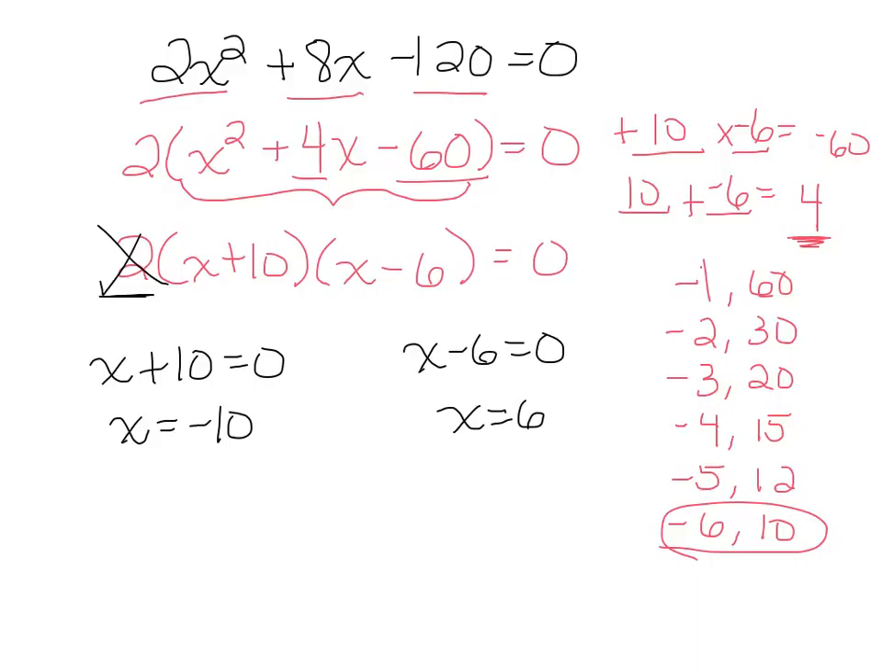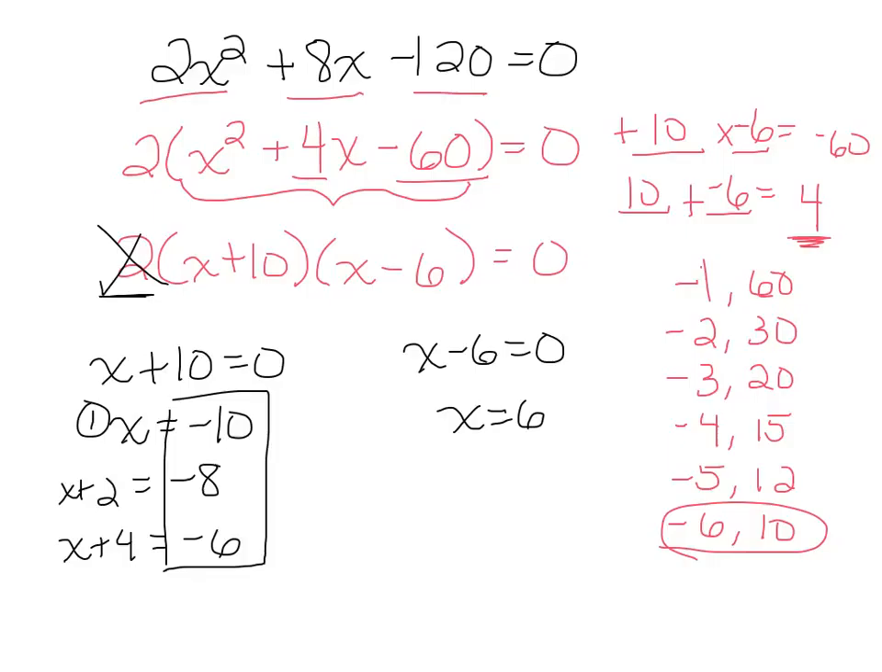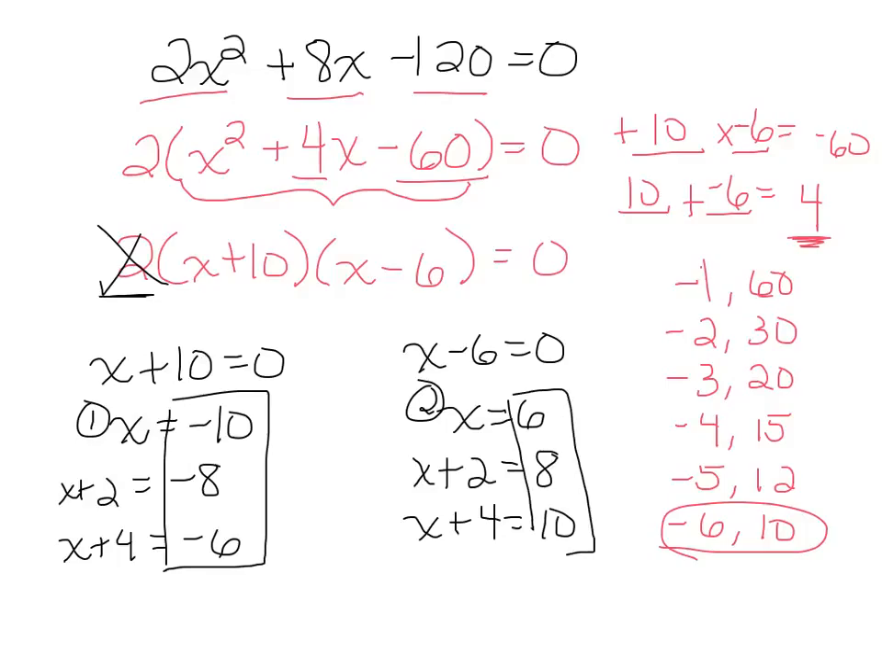Notice here we're going to have two sets of numbers that work. If our first integer is negative 10, then the second integer would be x plus 2, which would be negative 8. Then x plus 4 would be negative 6. We have one set of numbers. Then our second set of numbers would be 6, 8, 10. We can also plug this into our original problem to make sure that the numbers work.